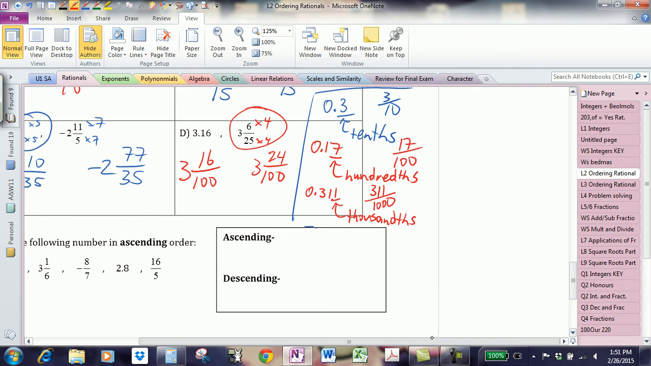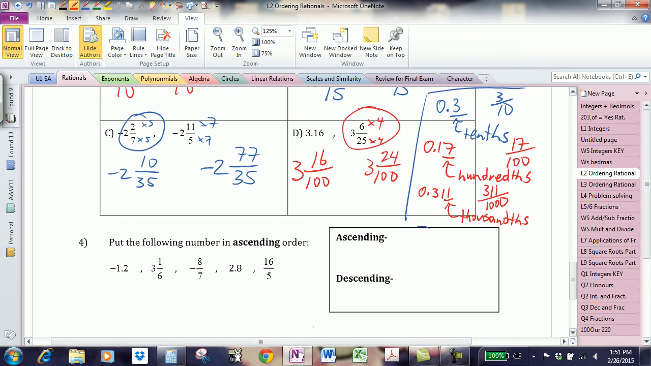Alright, so now we're going to compare. We have these two famous math words. They're cousins. What do they mean? Quiet man at the back, Joshua. Ascending is going up, descending is going down.